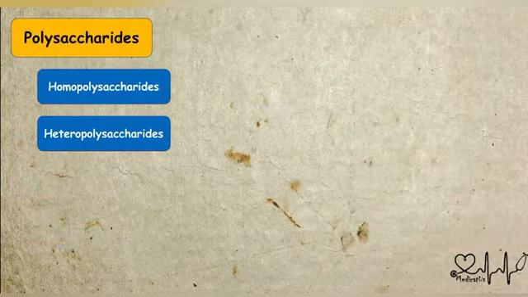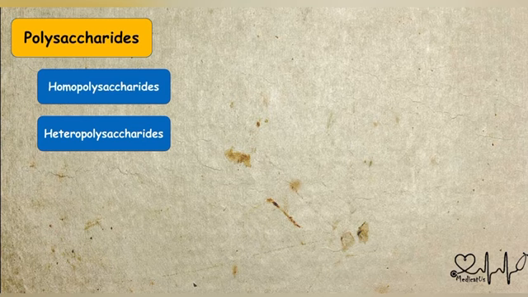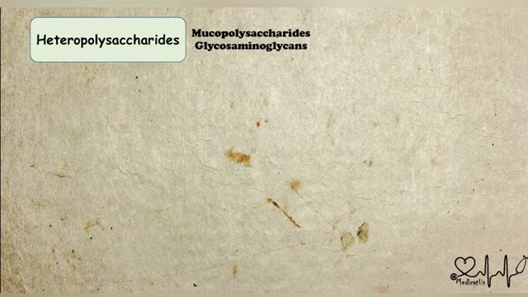So polysaccharides, we already discussed homopolysaccharides in the previous video, and now in this video we'll be discussing heteropolysaccharides. There are two main types of heteropolysaccharides, mucopolysaccharides and glycosaminoglycans. Now what are these heteropolysaccharides?